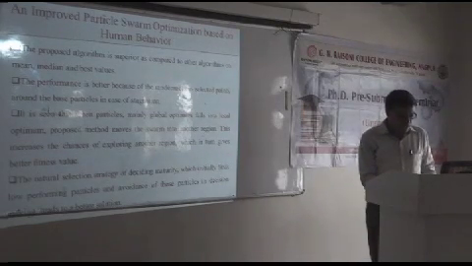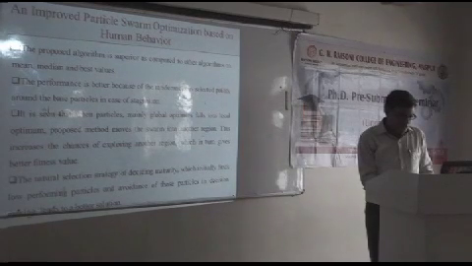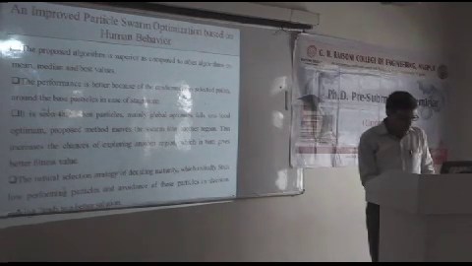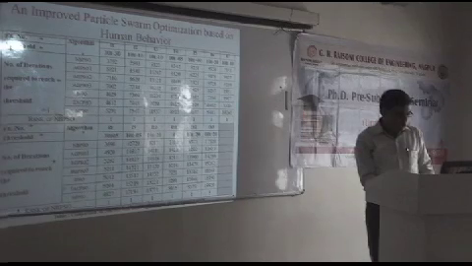The natural selection strategy of deciding maturity, which initially finds low performing particles and avoids those particles in decision making, leads to a better solution.